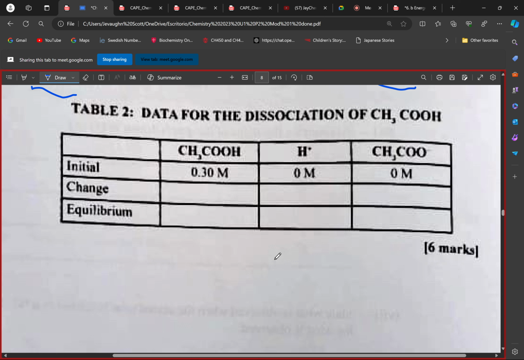So we're going to have a negative x for the change for the ethanoic acid, and for the hydrogen. That's not basically it. What equilibrium? You want the acid dissociation constant? Sir, in the acid dissociation constant?